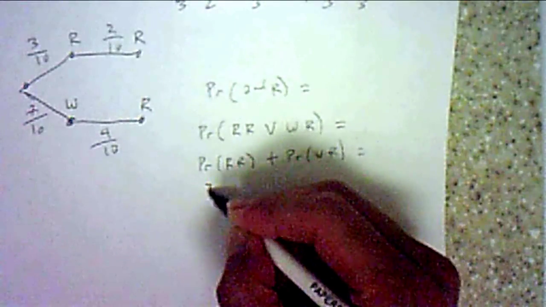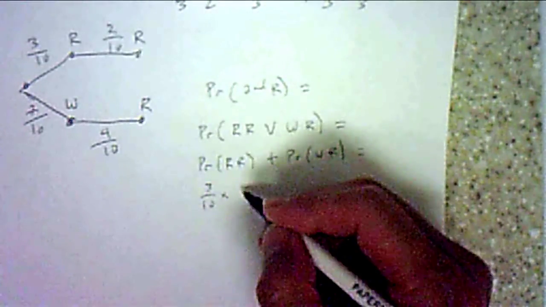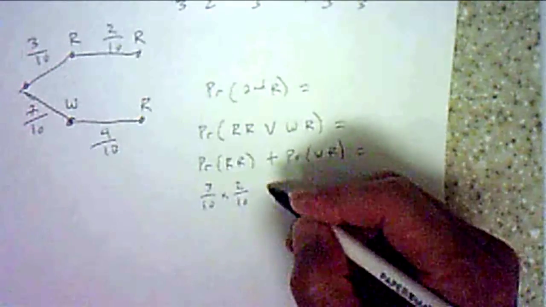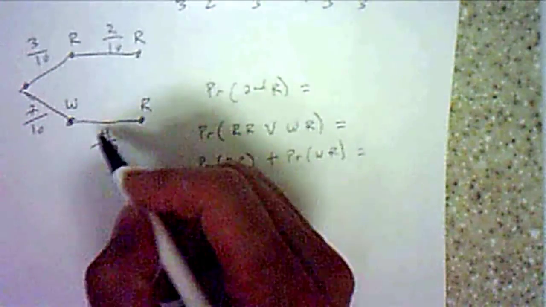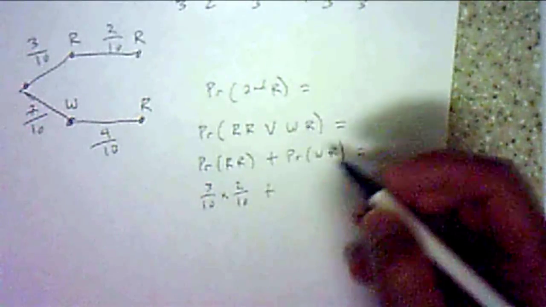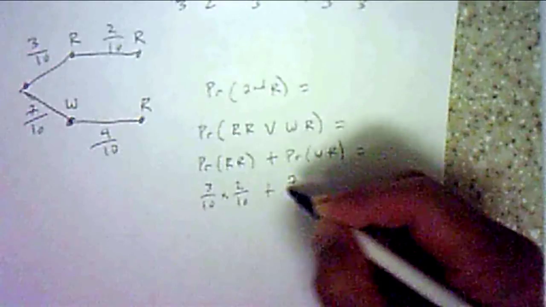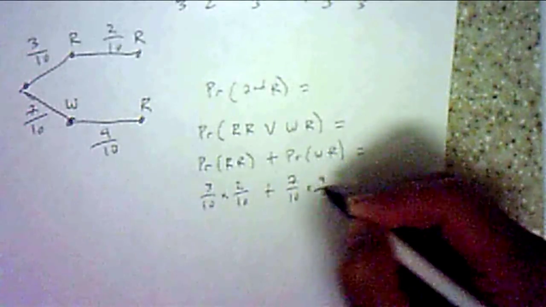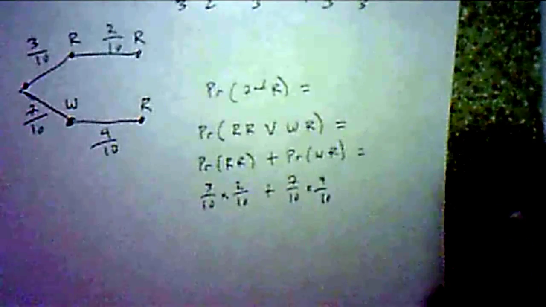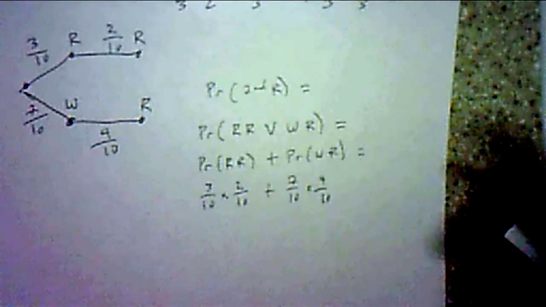Which equals, when you read it off the diagram, 3/10 times 2/10. You can multiply these because they're independent events, plus WR. Again, you can multiply those because they're independent events. This is R and R, W and R. So it's 7/10 times 4/10. You can solve that and see what you get. Okay, so that is number 2.